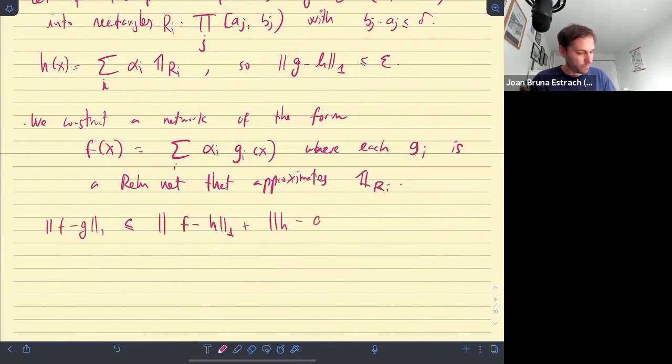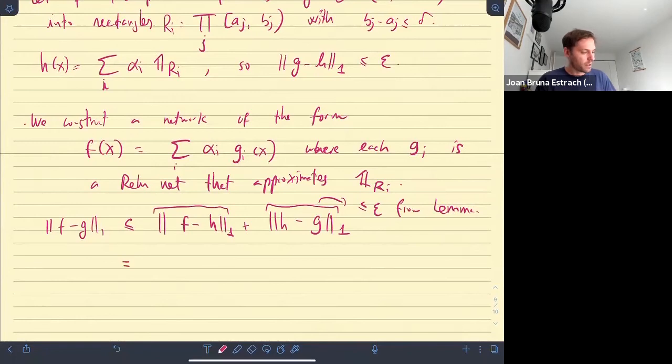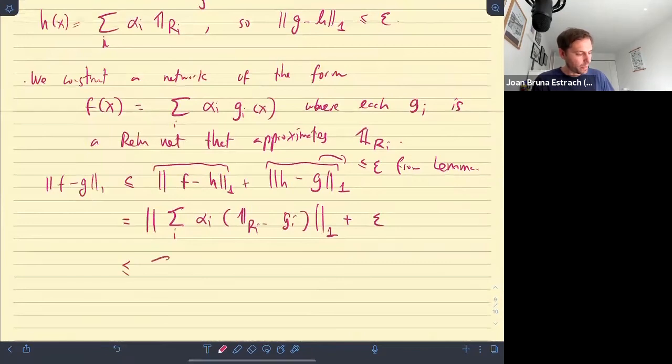in g. So that was the original error. This is small from the lemma. And this is the error that we now need to figure out how to make small. But this, we can just break into the sum over i of alpha_i, and then this is just the error between the indicator function and g_i plus epsilon. And so this is controlled by the absolute value of the alpha_i's times the L1 norm.